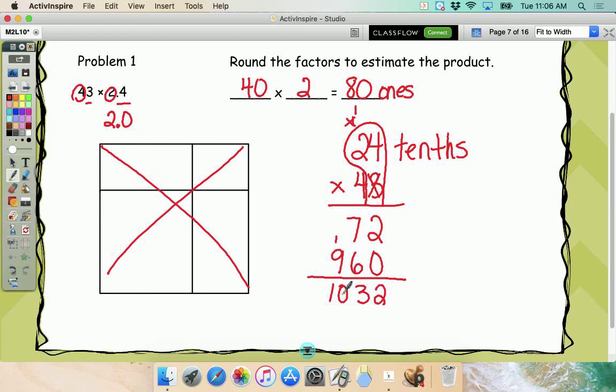Okay, now I'm a little confused because I had an estimate of 80 and now I have 1,032 for an answer. But I'm forgetting something. I am. And this is how I want you to write it all day today on every problem. You're going to put the word tenths there and put an equal sign in a line.